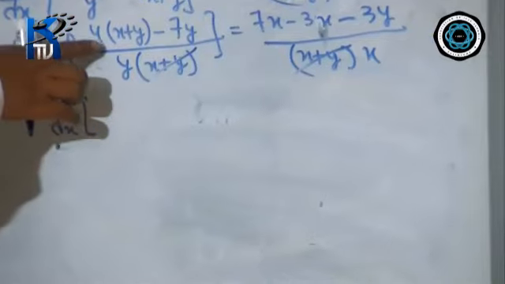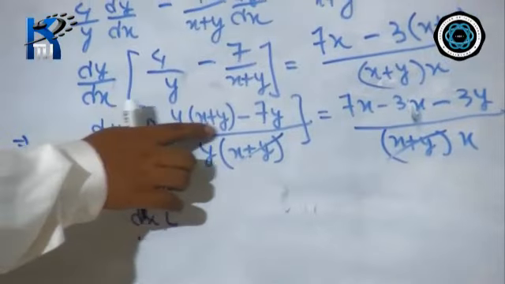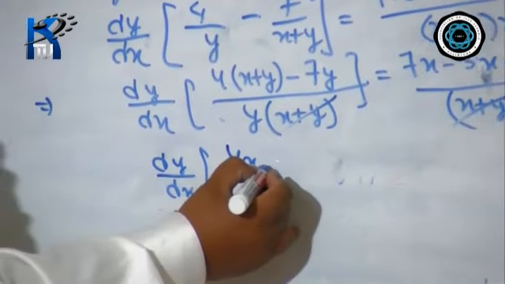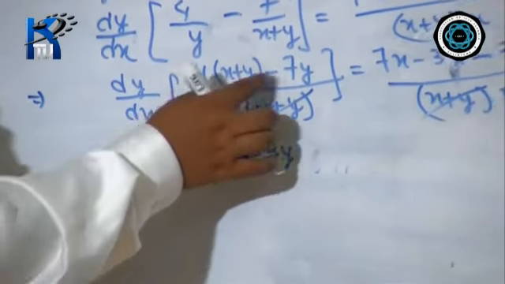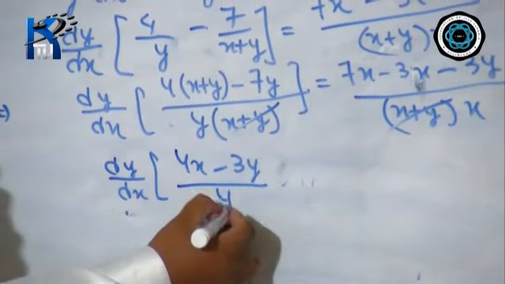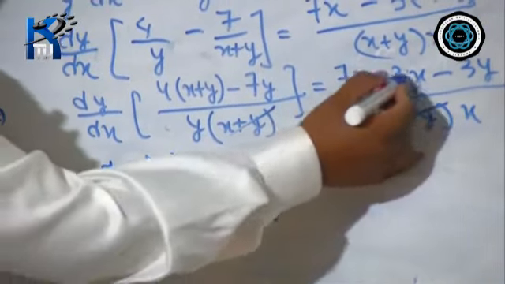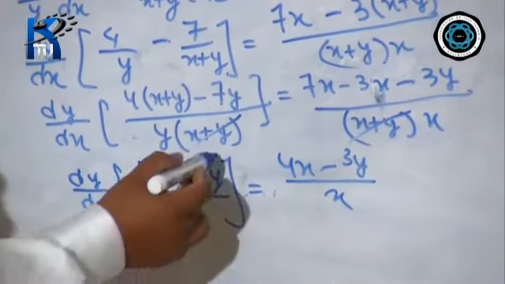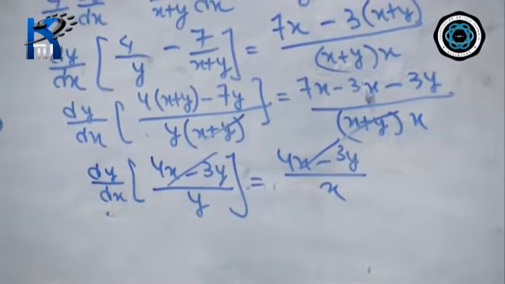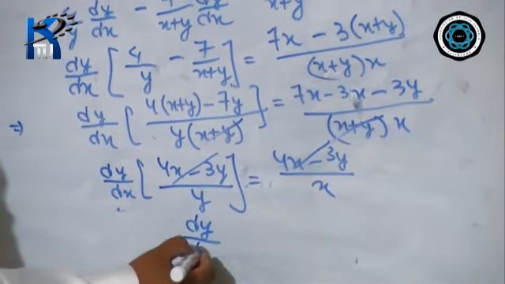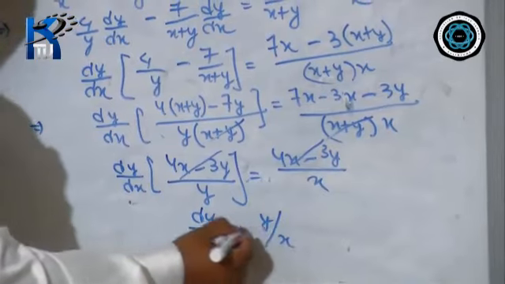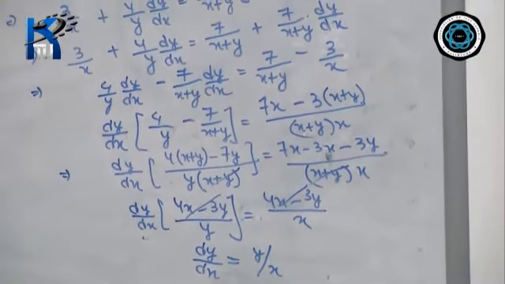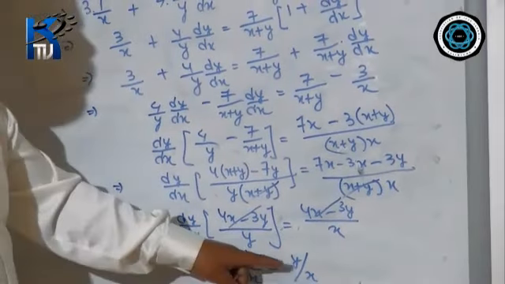So what do I get out here? 4 into x is 4x, 4 into y is 4y, 4y minus 7y. So you are left with what? 4x minus 3y, because 4y minus 7y is minus 3y. Divide the whole thing by y, equal to 7x minus 3x is 4x minus 3y, divided by x. So 4x minus 3y and 4x minus 3y get cancelled. So your value is dy by dx equal to y by x. So this is your answer. So dy by dx equal to y by x.